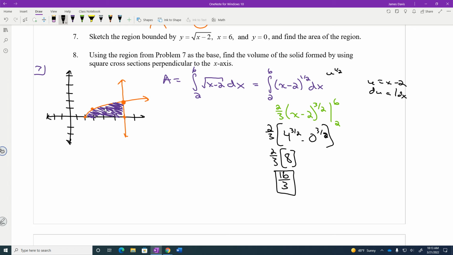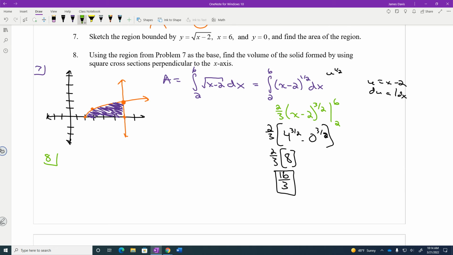And then number 8, we're supposed to use this region and find the volume of the solid formed by using square cross sections perpendicular to the x-axis. So we're going to cut this into squares. What does this mean as far as our setup? How's this going to change our setup? Our area, or sorry, our volume. It'll put it inside a square. Yeah, you basically just square it, right?